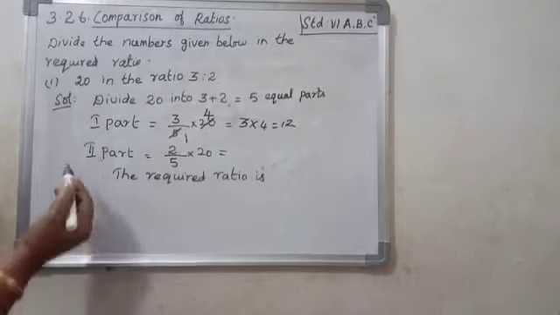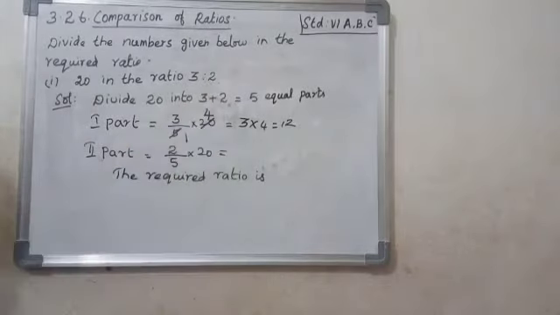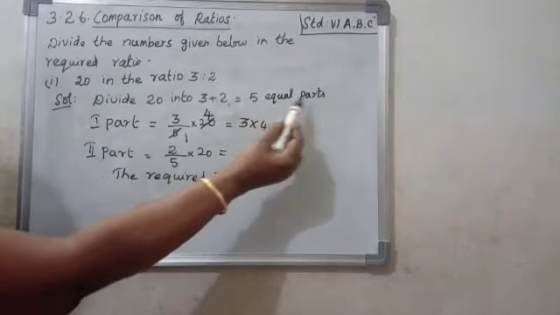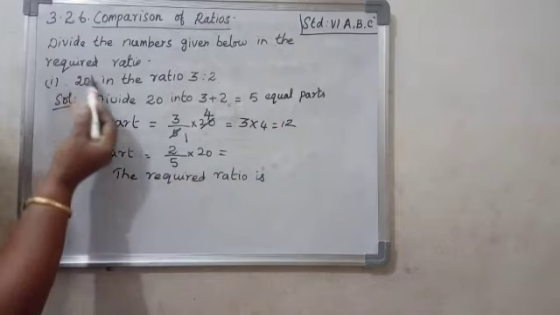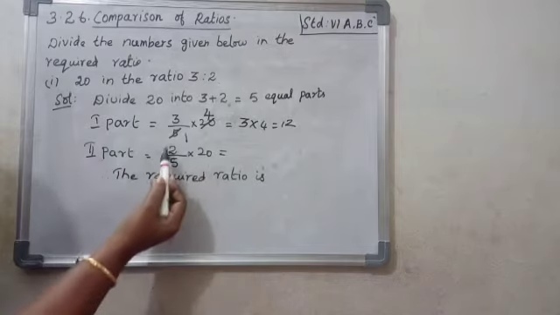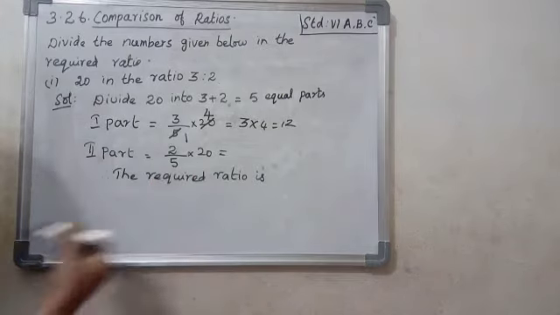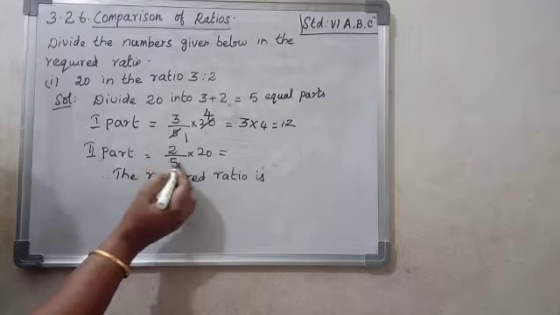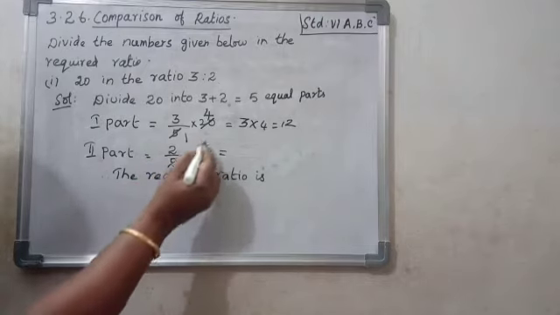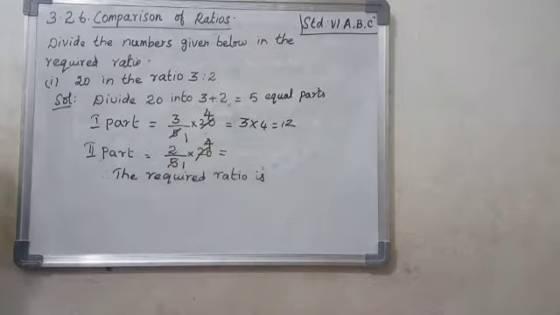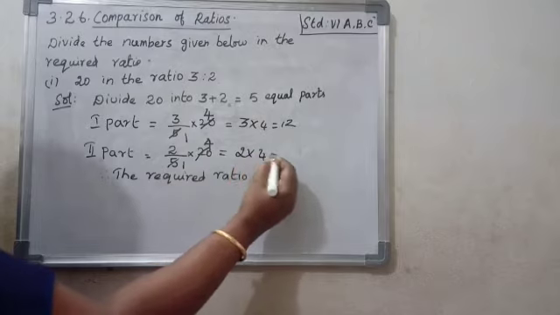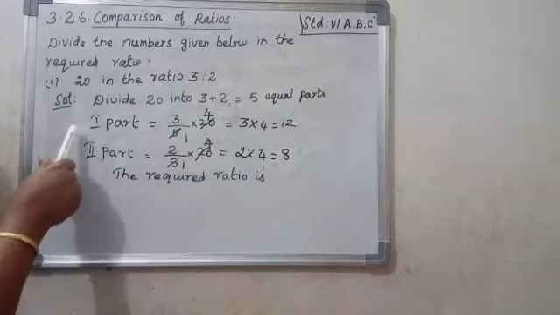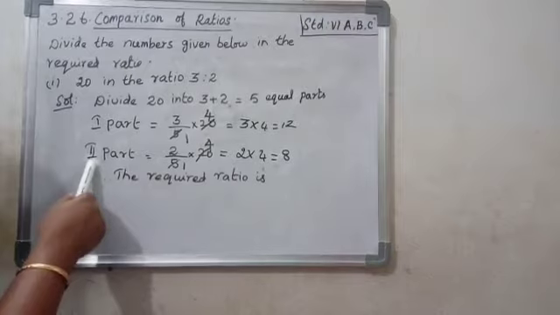Second part, what is the value? 2 by total equal parts 5. So 2 by 5 into 20. Now the cancelling or simplifying method. First using the 5 table, 1 5 is 5, 4 5s are 20. So 2 into 4 equal 8. So the first part value is 12, the second part value is 8.